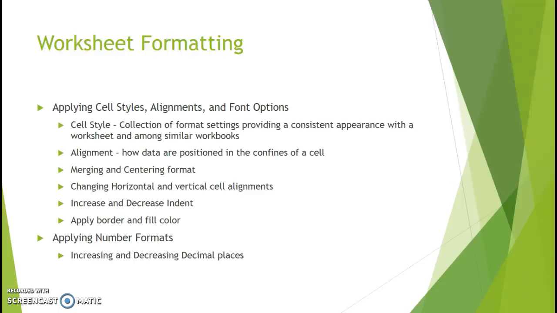We're going to look at alignment. That's essentially how data are positioned in the confines of a cell. Again, as I mentioned, from top to bottom or from left to right. We're also going to look at doing some merging and centering of our data and formatting that across multiple cells or rows. And we're also going to be looking at changing horizontal and vertical cell alignments.